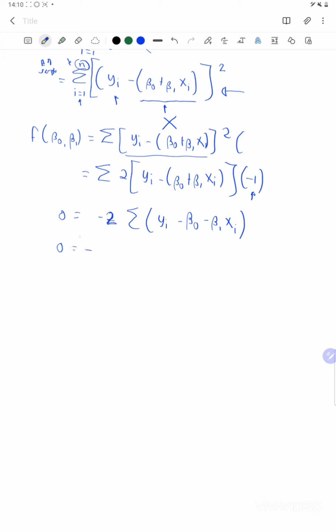Now let's apply the distributive property. Yi plus 2 summation of 0 plus summation of xi. So we're going to find this beta 0, so let's transpose it. This is our equation where we transposed it. Sorry, this should be 2. Of course, we need to cancel all the 2.